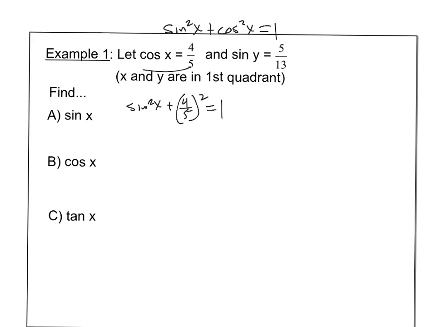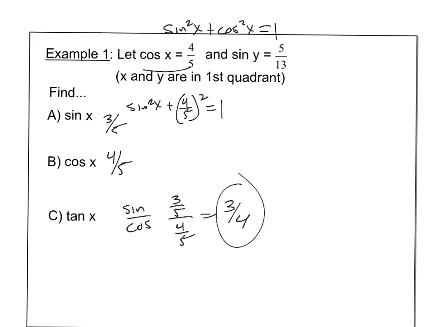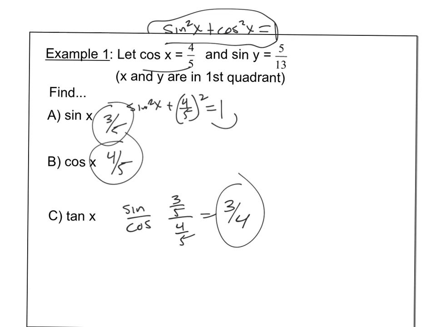And solving this, we've solved this before. This ends up being 3/5. Cosine they give you is 4/5. Tangent, remember, is sine over cosine. So that's 3/5 over 4/5, which just simplifies to 3/4. So there is 3/5, 4/5, and 3/4. And again, all I did was follow this idea to get my answer.